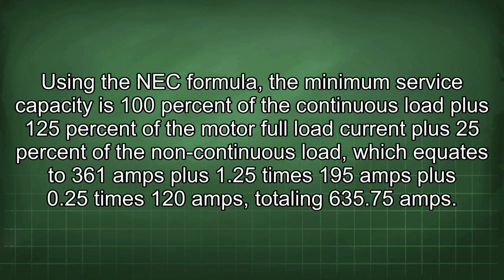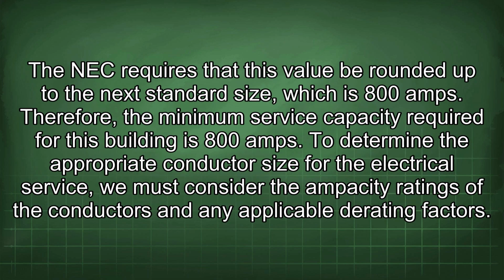Using the NEC formula, the minimum service capacity is 100% of the continuous load plus 125% of the motor full load current plus 25% of the non-continuous load, which equates to 361 amps plus 1.25 times 195 amps plus 0.25 times 120 amps, totaling 635.75 amps. The NEC requires that this value be rounded up to the next standard size, which is 800 amps. Therefore, the minimum service capacity required for this building is 800 amps.